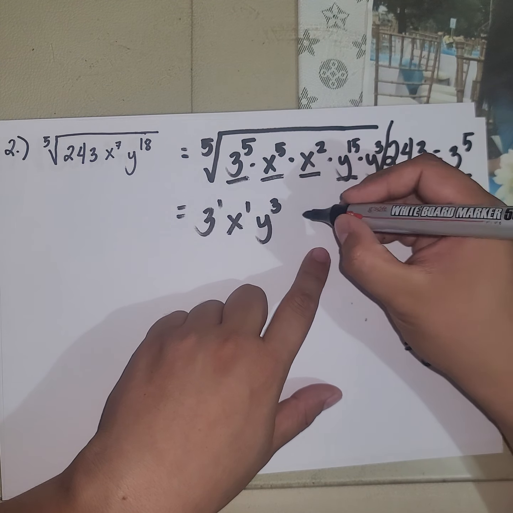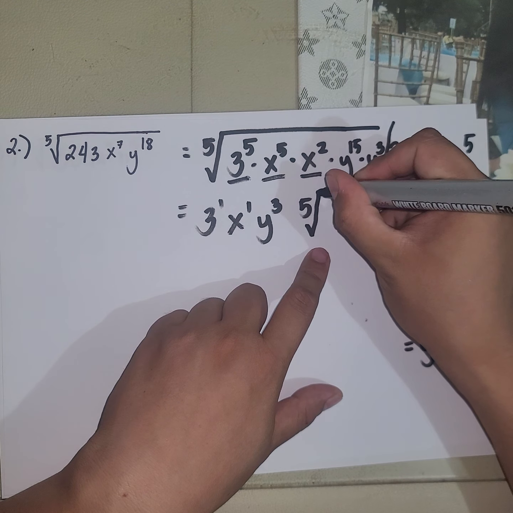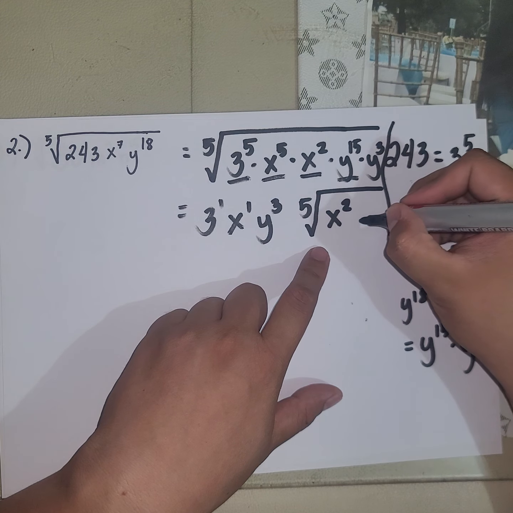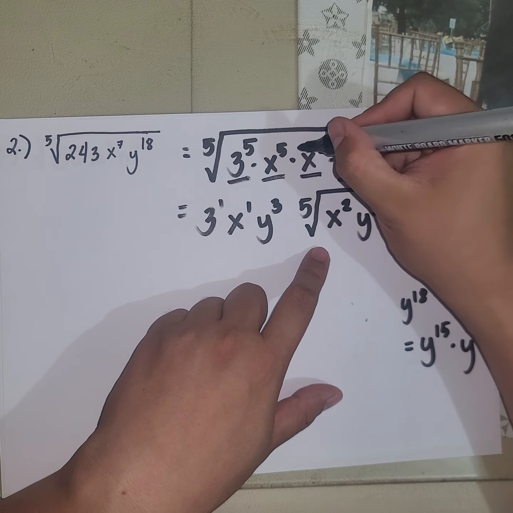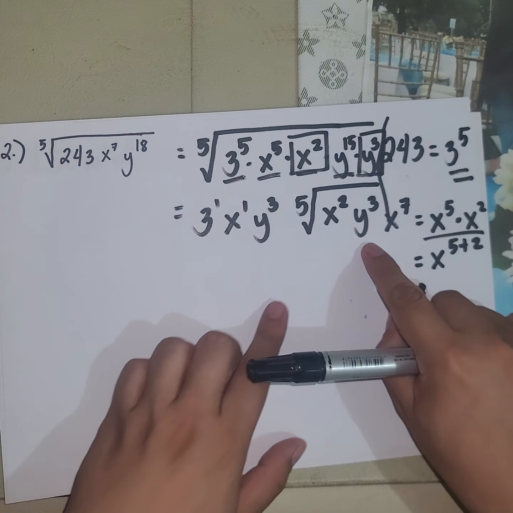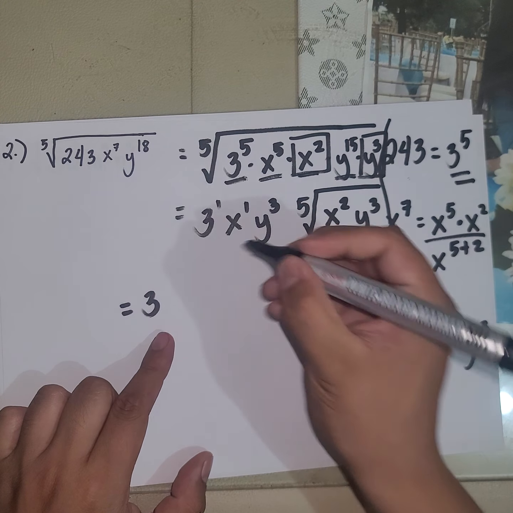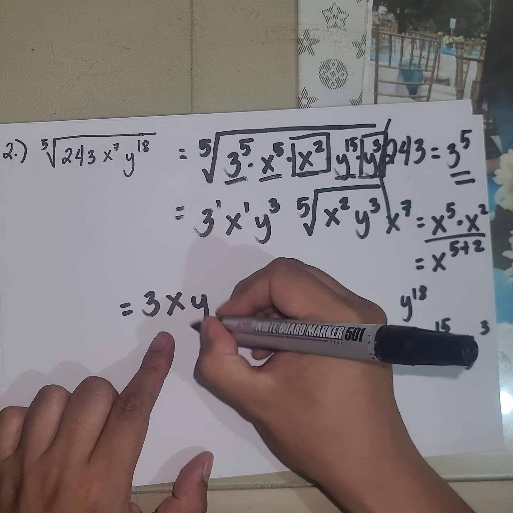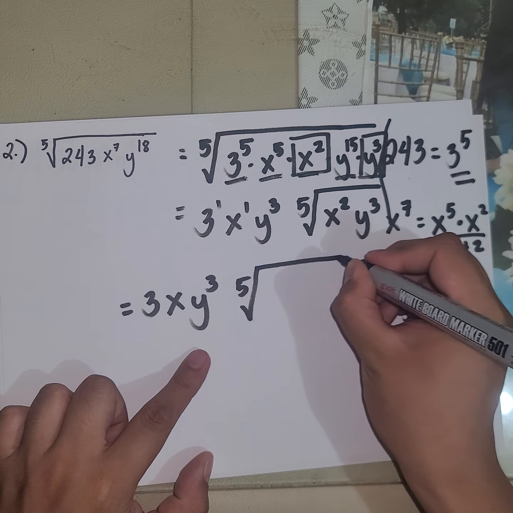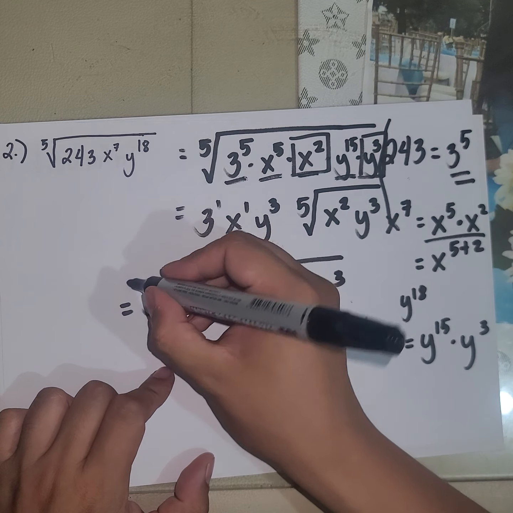So, ano matitira doon sa loob ng radical expression or radical sign? So, that is fifth root of x squared and y cubed. Matitira sila sa loob ng radical sign. So, i-rewrite ko lang yung maayos na pagkakasulat. The answer is 3 x y raised to 3 fifth root of x squared y cubed. So that is the answer.